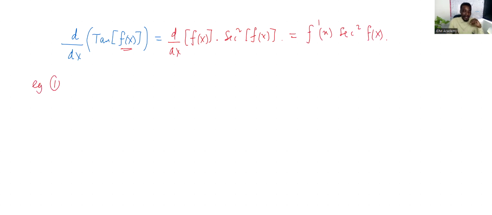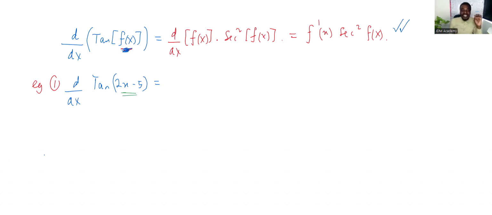Let's say example 1. Here, we want to look at the derivative of, say, tan of 2x minus 5. How do we differentiate tan of 2x minus 5? The derivative of tan of 2x minus 5 is equal to, like I said here, what do we need to do first? We need to find the derivative of f of x. In this case, what is our f of x? In this case, our f of x is 2x minus 5.